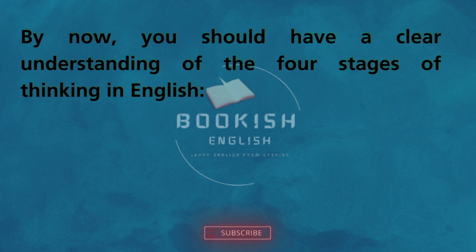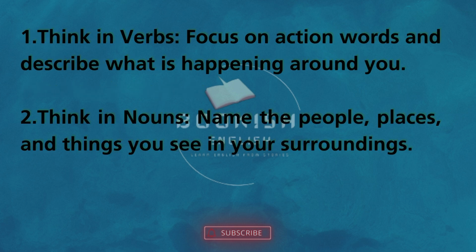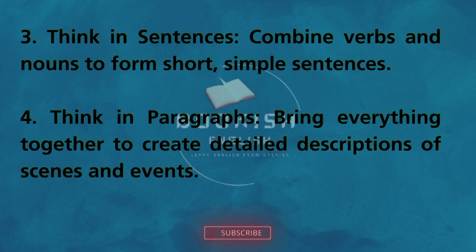By now, you should have a clear understanding of the 4 stages of thinking in English. 1. Think in verbs. Focus on action words and describe what is happening around you. 2. Think in nouns. Name the people, places, and things you see in your surroundings. 3. Think in sentences. Combine verbs and nouns to form short, simple sentences. 4. Think in paragraphs. Bring everything together to create detailed descriptions of scenes and events.